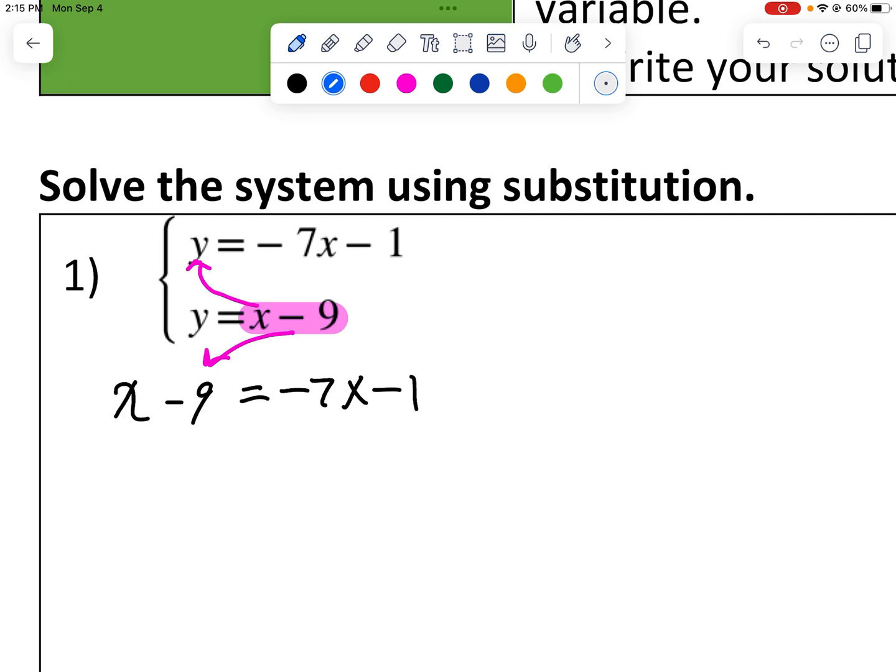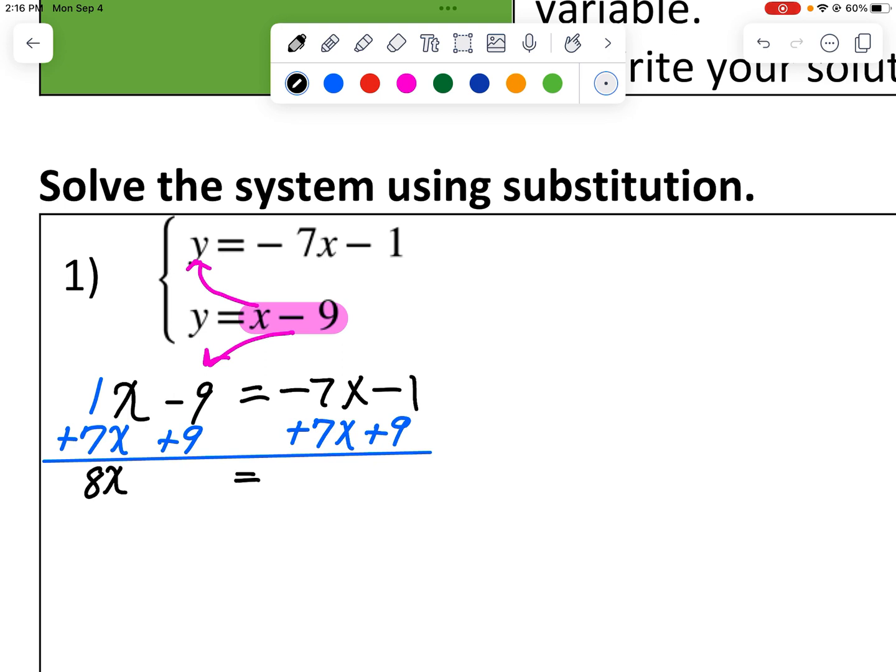So this is why we started the school year on solving equations, because everything we do this year will require us to solve equations. So we are going to solve equations by adding 7x to both sides and adding 9 to both sides. If you don't want to do this in one step, you want to do it in two steps, you absolutely may. I'm going to do it in one step because these problems are long enough. 1x and 7x is 8x. -9 and +9 are 0. -7 and +7x are 0, and -1 plus 9 is +8.